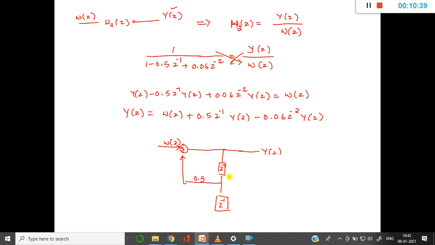We already got here Y(z) raised to minus 1, and 0.5 is added as a weight in addition with W(z), and what we get here is Y(z) z raised to minus 2, and the weight is 0.06 with minus sign. Again it has to go for summation with 0.5 z inverse. Now I take a summation here and I add this, or you can take an additive sum here also. No issues.